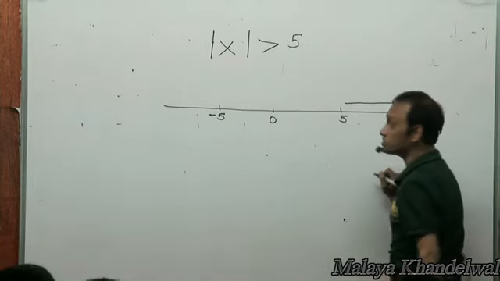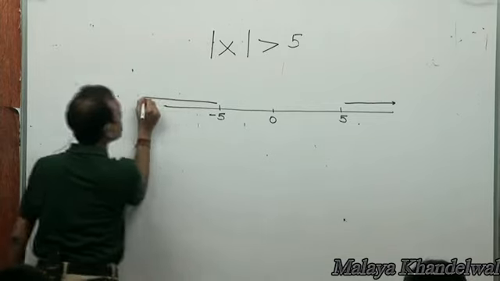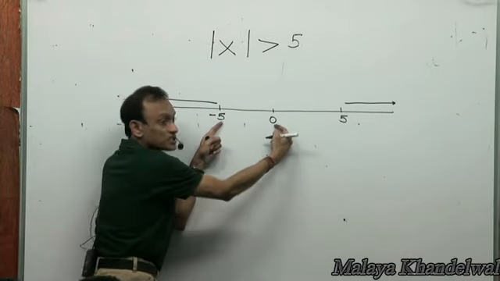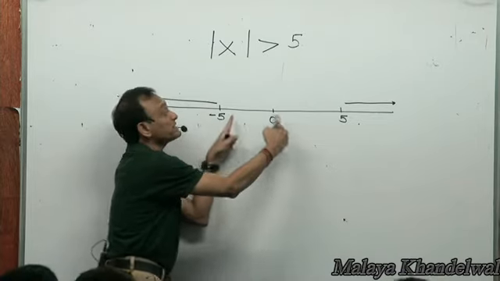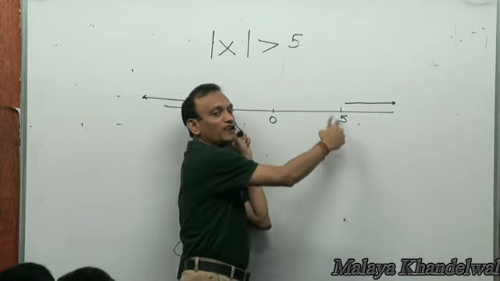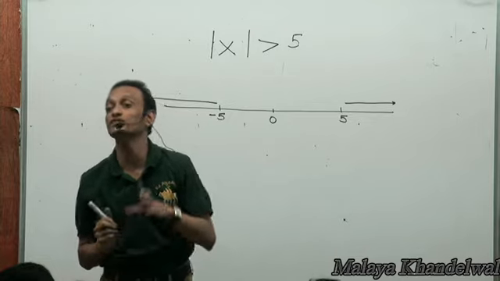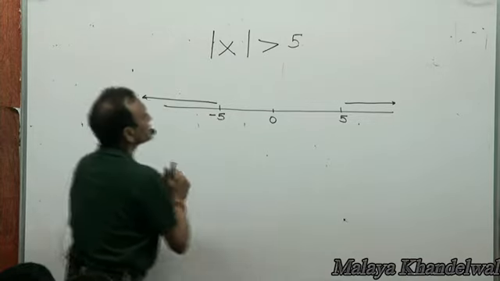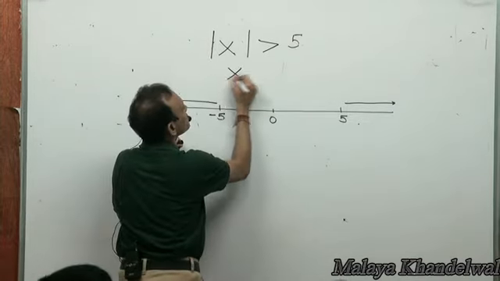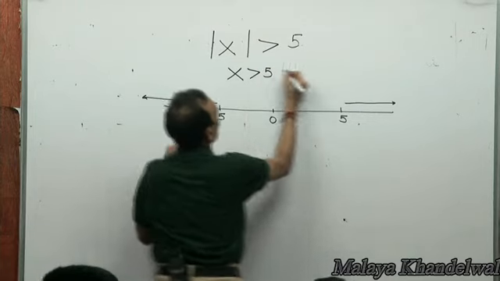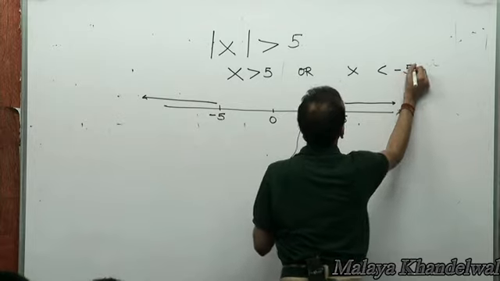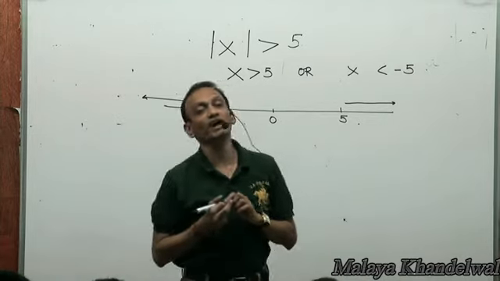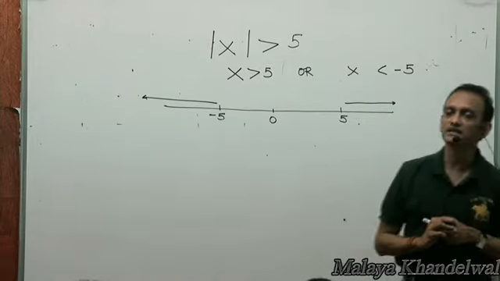X could lie in this region, or x could lie to the left of minus 5, then also its distance from the origin will be more than 5 units, right? But x cannot float between minus 5 to 5, because then its distance from the origin will be less than 5. So mod x greater than 5 means x greater than 5 or x less than minus 5. This is what it means. X greater than 5 or x less than minus 5.